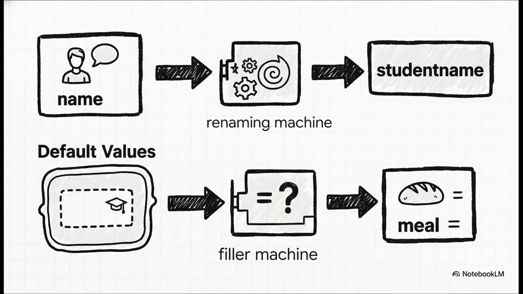And it gets even better. You can rename variables right as you pull them out, which is perfect if you already have a variable with the same name. And you can set a default value just in case that property doesn't exist on the object. That saves you from a ton of potential bugs down the road.